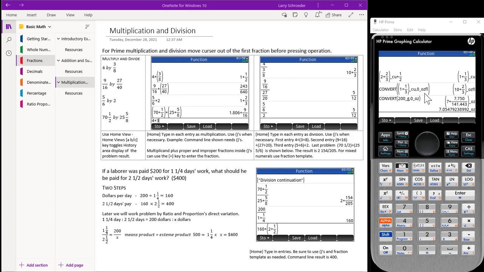Then the question came up. The recipe called for 200 grams. We wanted to know the answer in the English system, not the metric system. We converted 200 grams to ounces. It came out to be this mixed numeral.